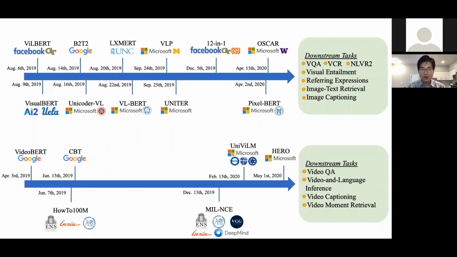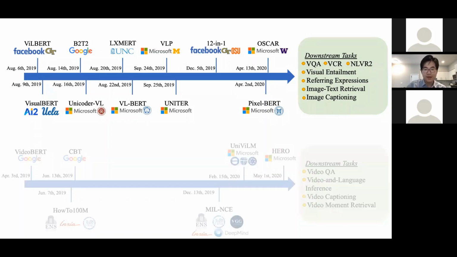During this period, we've also observed a huge jump in performance accuracy on downstream vision plus language tasks, like visual question answering, visual commonsense reasoning, NLVR, referring expression, image to text retrieval, text to image retrieval, image captioning, and so on. Similarly, we've also seen some works on video and language pre-training, which my friend Linjie will introduce to you in a while. But in my time, let's focus on image-text pre-training.